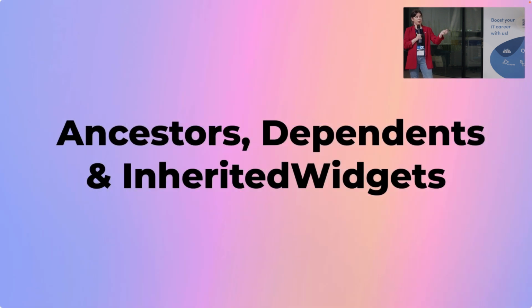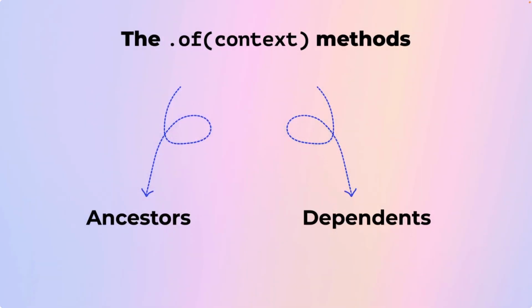So, the scary ones: the ancestors, dependents, and inherited widget. If you have used Flutter for at least a little, you have probably encountered the pattern called the .of(context) methods, and this is how we access such widgets as theme, for example, which we have already talked about today, navigator, scaffold, media query, and so on. And I split them into two kind of parts. Those are ancestors and those are dependents. And let's take a look at ancestors.